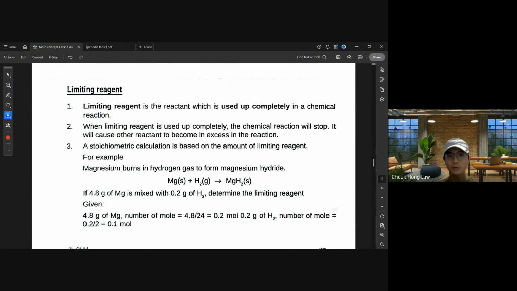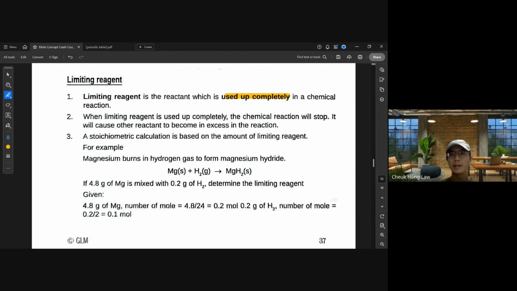Now I'll be moving on to limiting reagent. Limiting reagent is the reactant which is used up completely in a chemical reaction. When it's used up completely, the whole chemical reaction will stop, because there's nothing more to react. So the chemical reaction will stop.